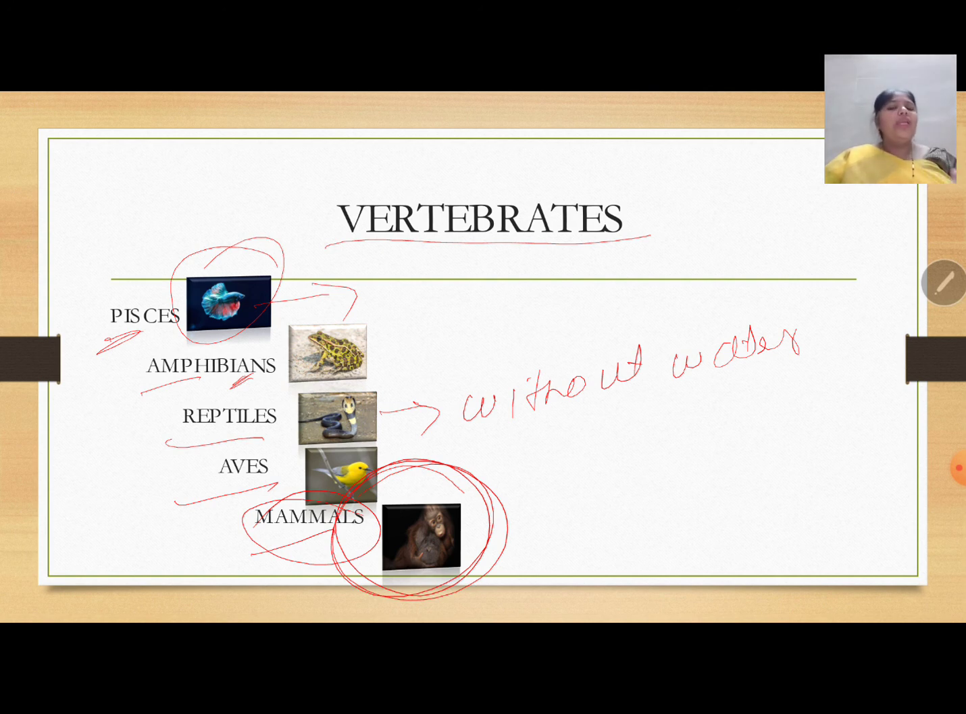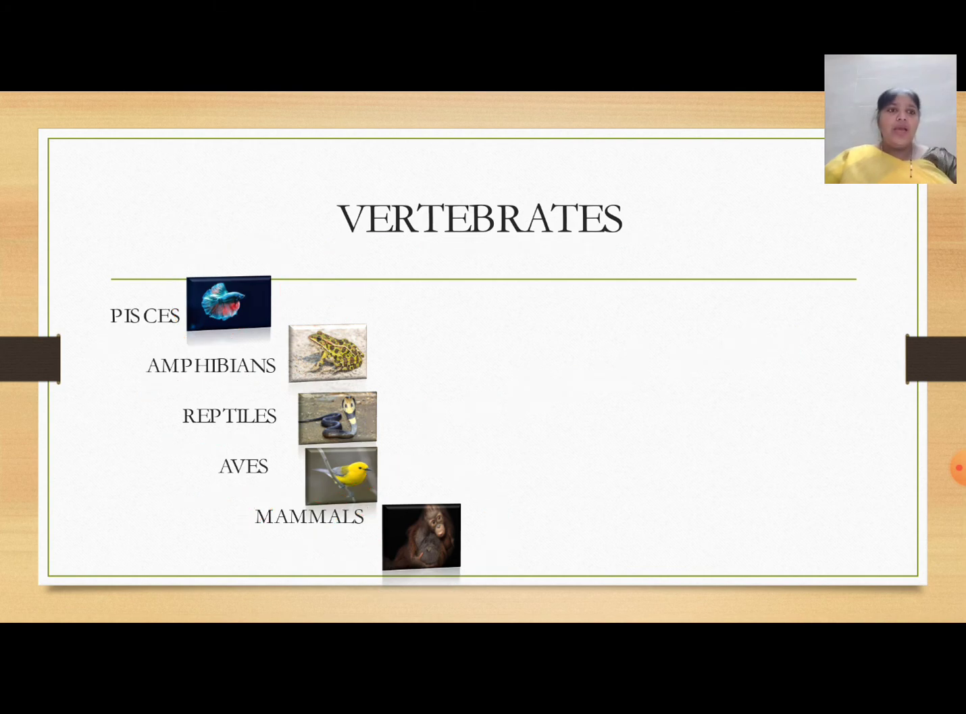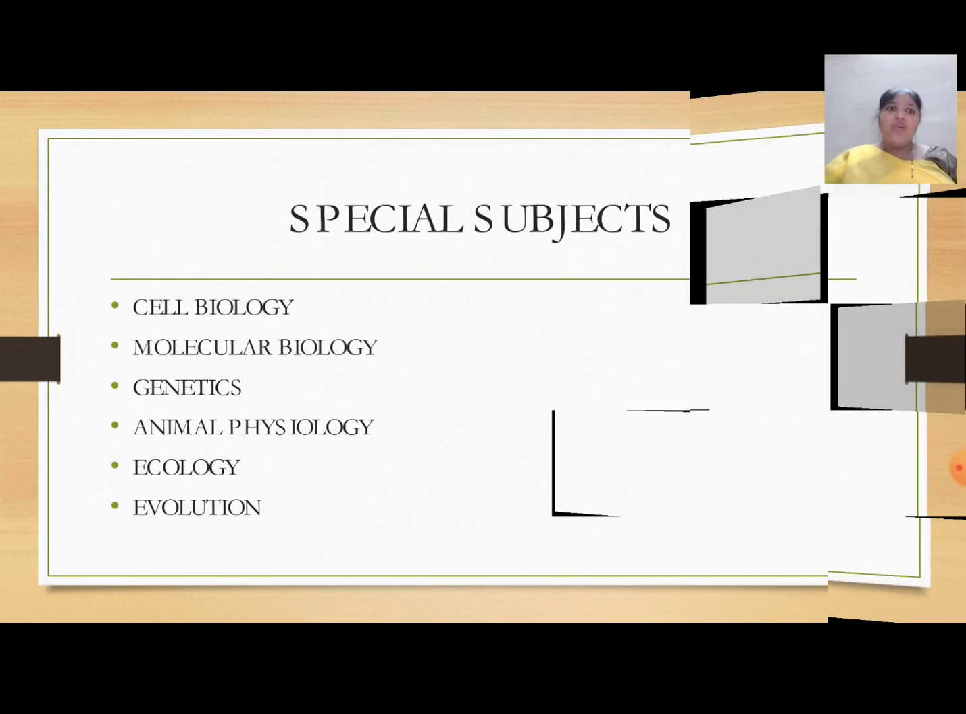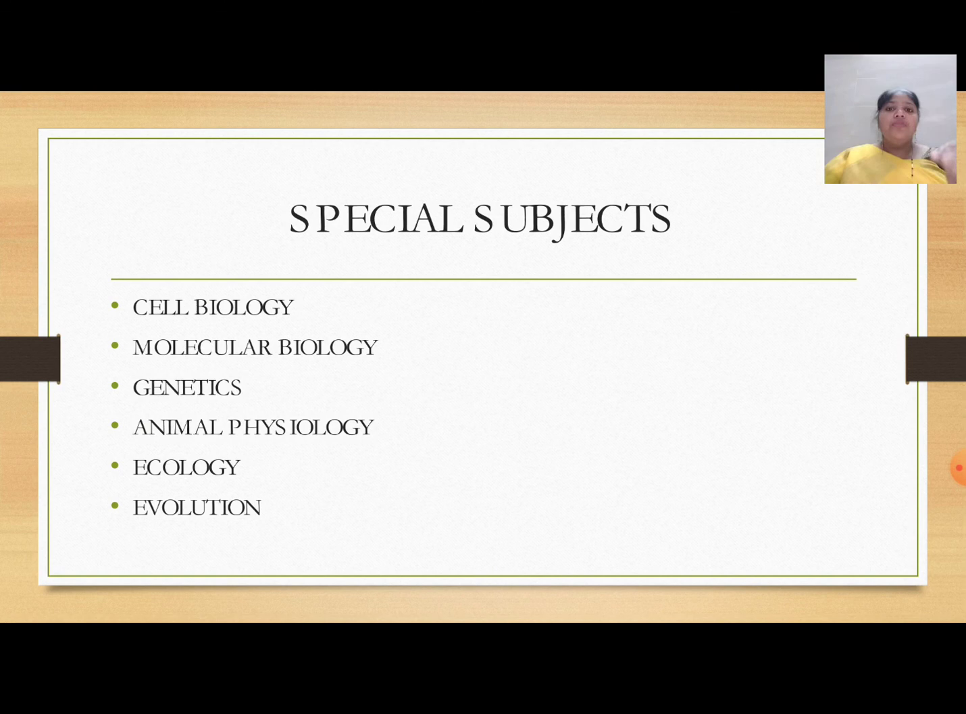This is only what is called the basic core zoology, and this you study only in the first year. Most colleges have 2 semesters: invertebrates in the first term, and in the second semester you have the chordata, and you wind up. Then you go for all the special subjects.